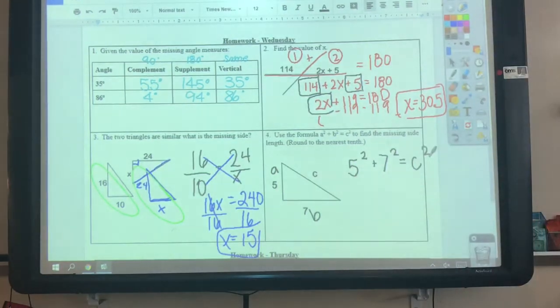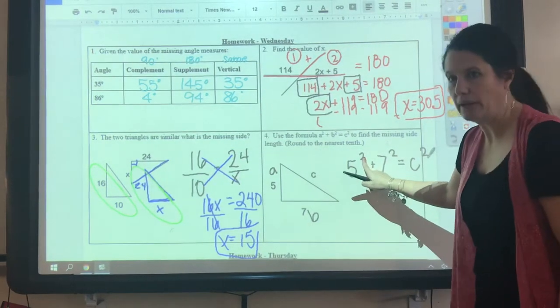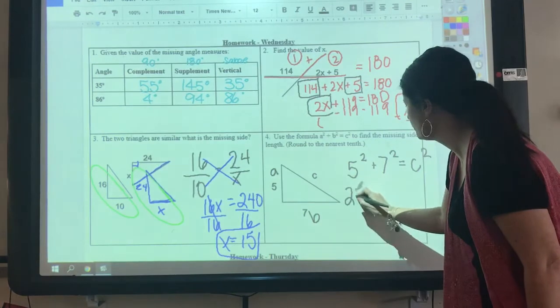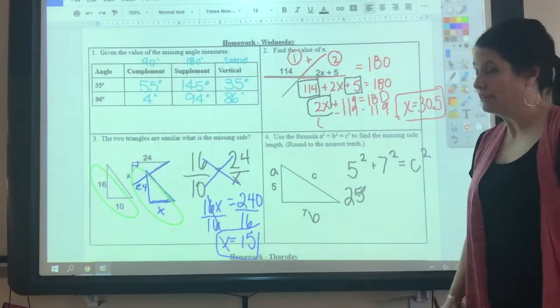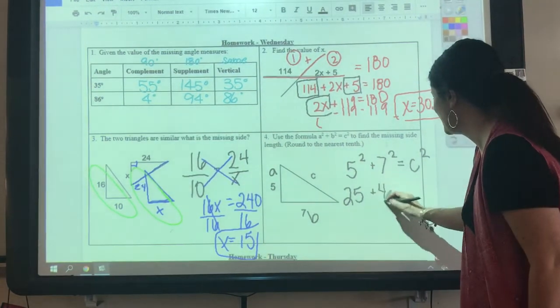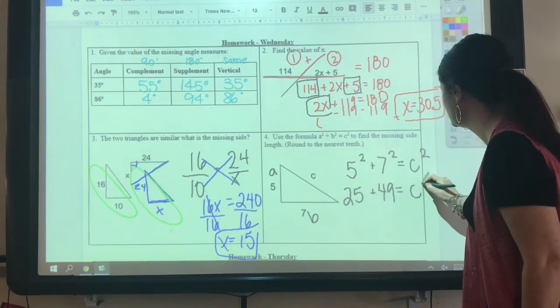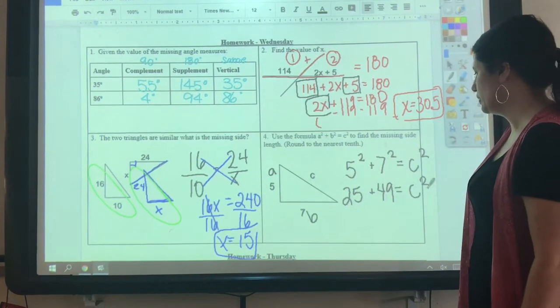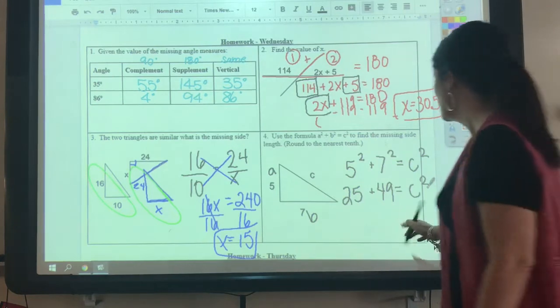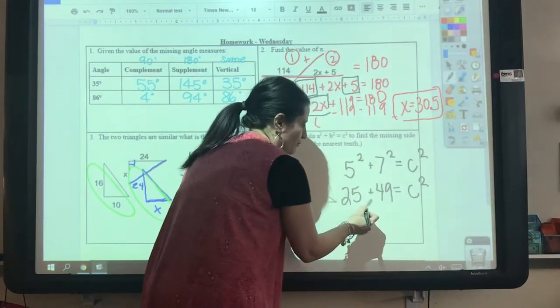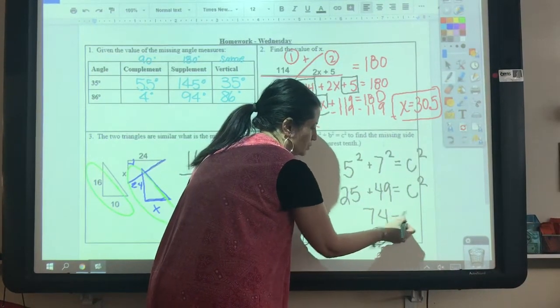I'm going to go ahead and calculate out. 5 squared is 5 times 5, so that's 25. 7 squared is 7 times 7, so that's 49, equals c squared. Totaling these two together, when I add them, I'm going to get a total of 74 is equal to c squared.